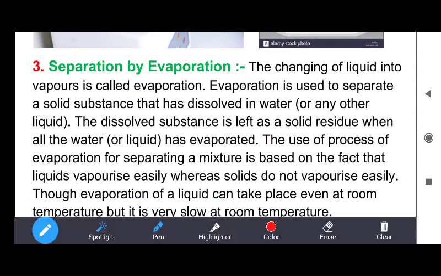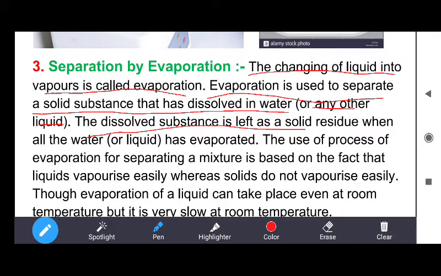The third method of separation is evaporation. Evaporation is a very easy method for the separation of a substance. The changing of a liquid into vapors is called evaporation. Evaporation is used to separate a solid substance that has been dissolved in water or any other liquid. The dissolved substance is left as a solid residue when the water or liquid has evaporated.